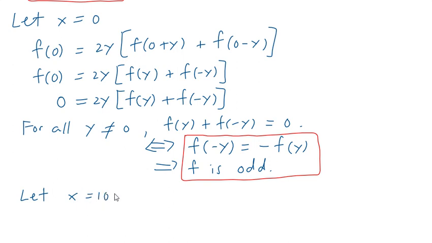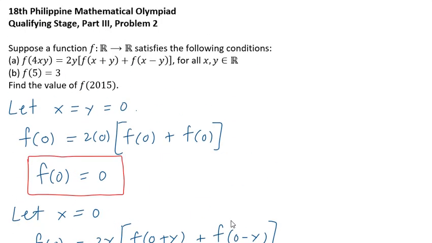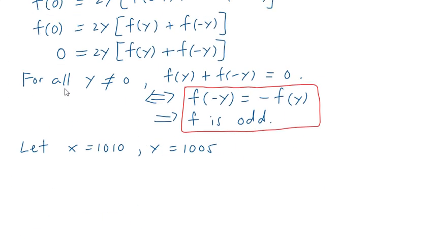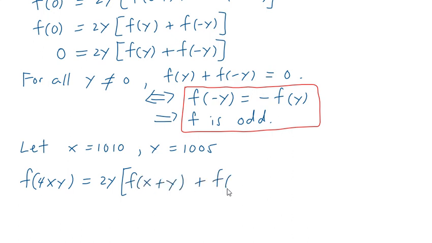Okay, now let's plug in x = 1010 and y = 1005. Why did I choose x = 1010 and y = 1005? Because if we do this, we come up with f(2015) and f(5). And take note, f(2015) is what we are trying to find, and f(5) is also given here, which is equal to 3. So let me copy first the function. The function is f(4xy) = 2y(f(x+y) + f(x-y)).